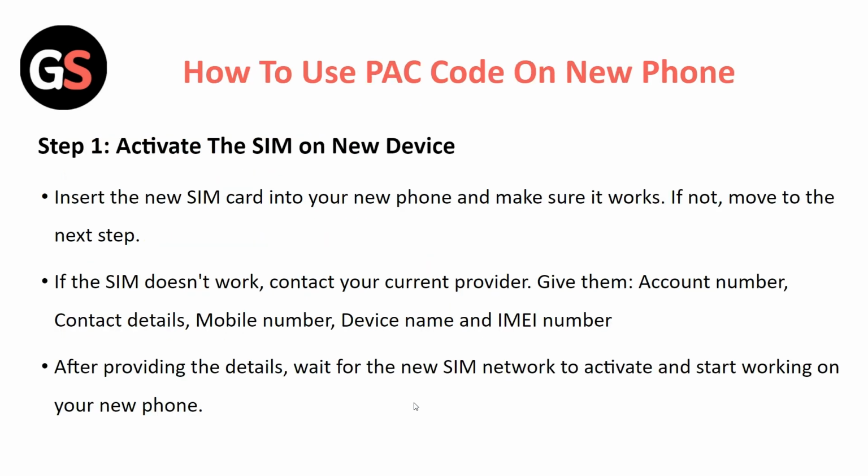Then we have step one. We have to activate the SIM on the new device. Insert the SIM card into your new phone and make sure it works. If not, move to the next step. If the SIM card doesn't work, contact your current provider, and give them the account number, contact details, mobile number, and device name and IMEI number. After providing the details, wait for the new SIM network to activate and start working on your new phone.